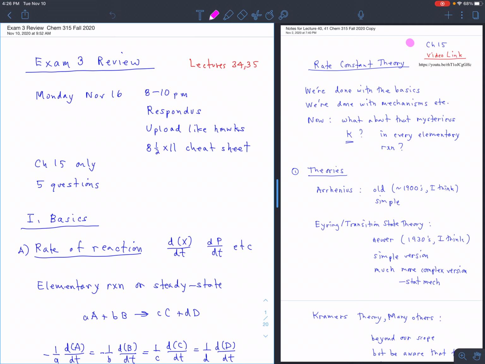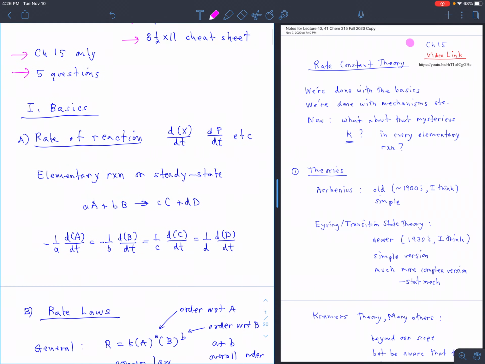To begin with, let's just get the preliminaries out of the way. The exam is this coming Monday, less than a week away now, from 8 to 10 p.m. It'll be done by Respondus. You upload your exam at the end as if it were a homework. And an 8.5 by 11 cheat sheet is allowed. All those things are the same as they have been for both previous exams. Again, yes, only Chapter 15, not Chapter 16, no matter what the syllabus may say at the moment. And I have actually mostly written the exam, and there will be 5 questions.